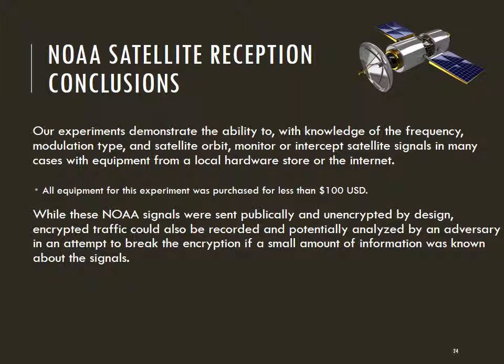Our objective in this experiment was to demonstrate that with some knowledge of the signal type, primarily the frequency, and knowing when the satellite will be passing overhead, a moderately sophisticated attacker could potentially monitor or intercept satellite signals not necessarily intended for them. While these signals for the NOAA satellites are obviously sent unencrypted and details of their transmissions made public, it is still a demonstration that an antenna can be built and signals received with a relatively low overhead cost. All the equipment used in this experiment was purchased for less than $100 and was found at a local hardware store.